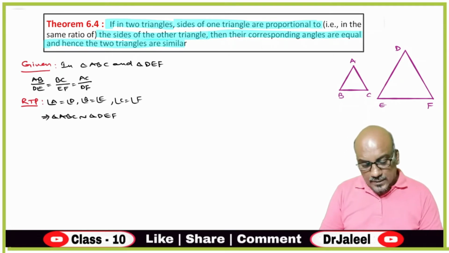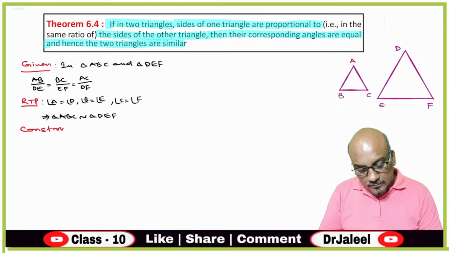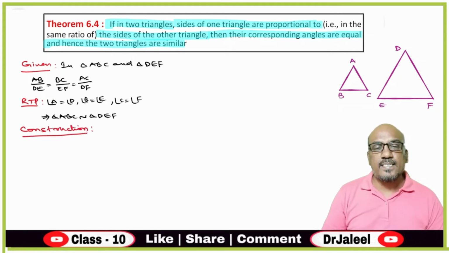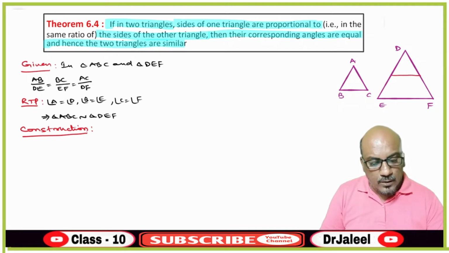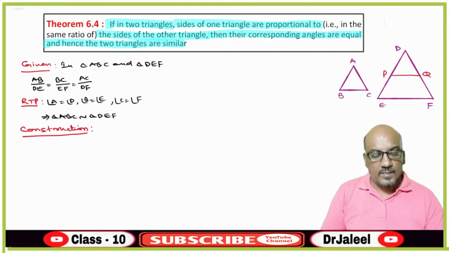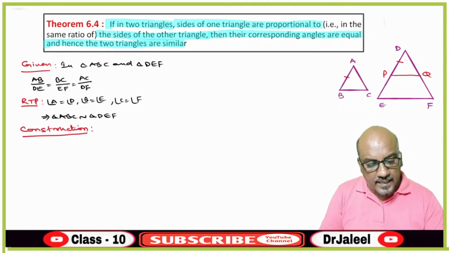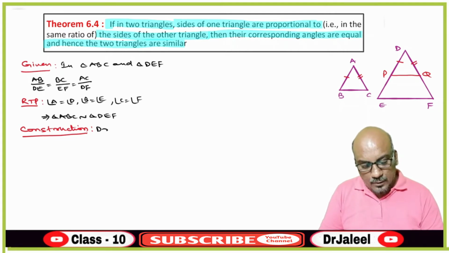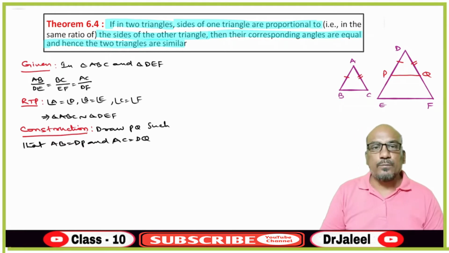So children, let's go for construction. Here the construction is the same as you have done in AAA and SAS. Let us take two points called P and Q and join them such that AB is equal to DP and AC is equal to DQ. So let me mention it here. Draw PQ such that, tell me children, what can I write? AB is equal to DP and AC is equal to DQ.